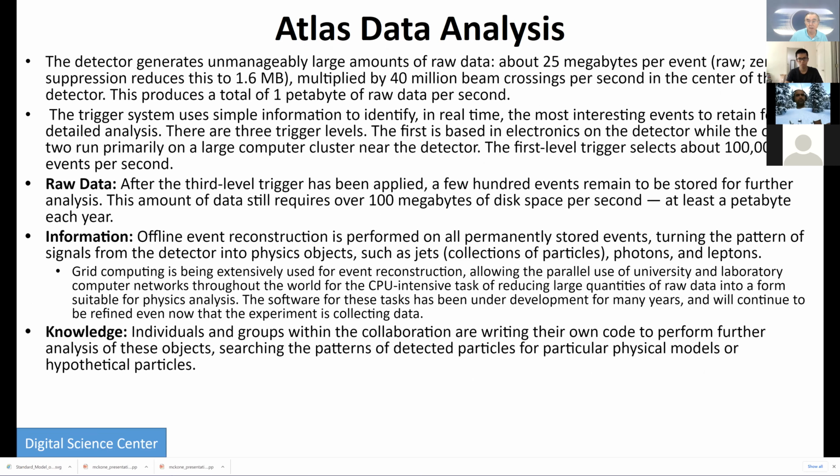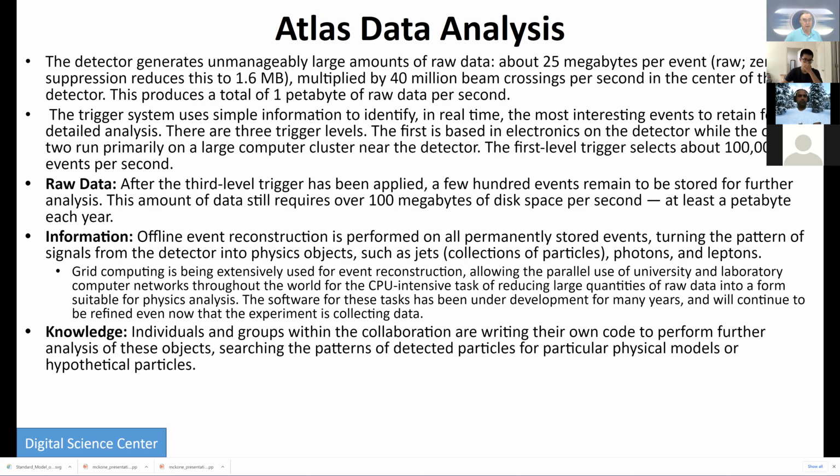So you have 25 megabytes. This is some statistics showing how big this stuff is. Every event is 25 megabytes, because you have this huge apparatus and every detector in that apparatus is recording its stuff. It's reduced to 1.6 megabytes if you suppress the zeros. This was an early stage, it will be more now: 40 million possible collisions per second. And you end up with a petabyte of raw data per second.